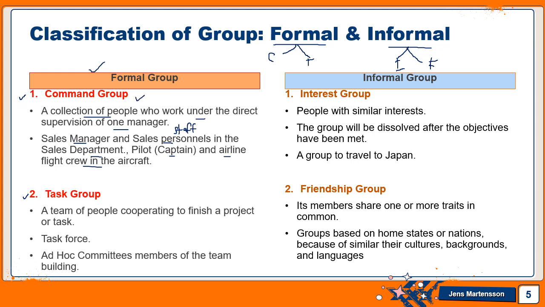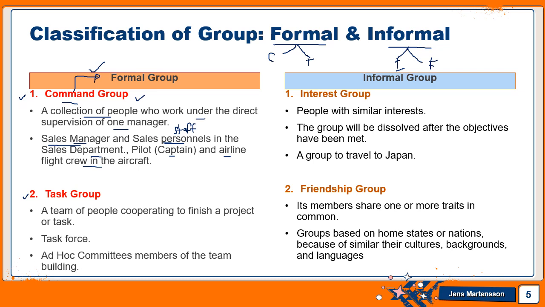Command group is a formal group which we can see on the organization chart, and they are created where there is one manager supervising a few employees under that particular manager. Okay, for example, an easy example that I can give is the departments inside the organization lah. Sales department consists of sales manager and also sales staff or sales employees. So they are called one command group, which falls under a formal group.